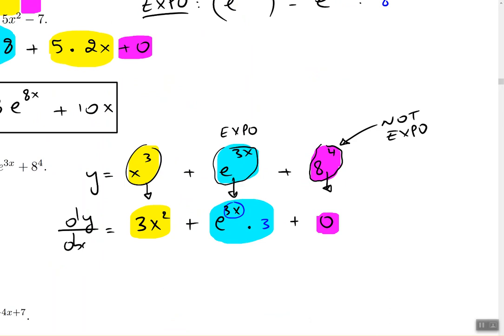That's the final answer. Let me just clean it up a little bit and make it look pretty. So this is going to be 3x squared plus 3 e to the power of 3x. And that's the solution of this question. So that's it.